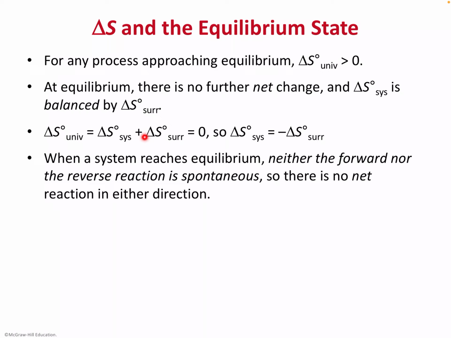Once it reaches equilibrium, delta S naught system and the surrounding, when you add them up, become the universe, which is 0. So delta S system equals the negative of delta S naught surrounding. Both of these have to be the same amount, equal and opposite. When a system reaches equilibrium, neither the forward nor the reverse reaction is spontaneous, so there is no net reaction in either direction.